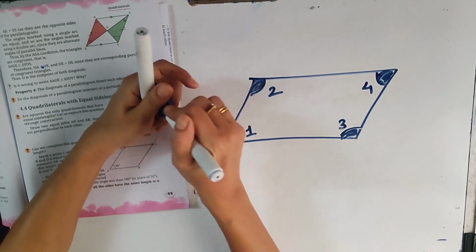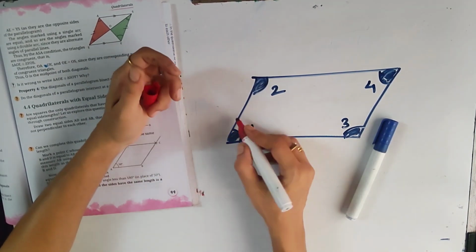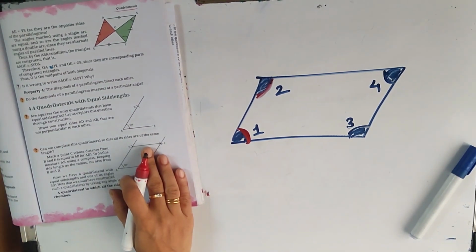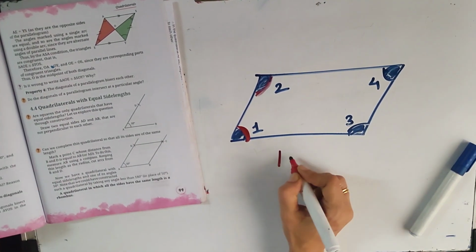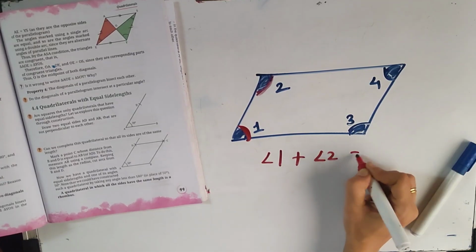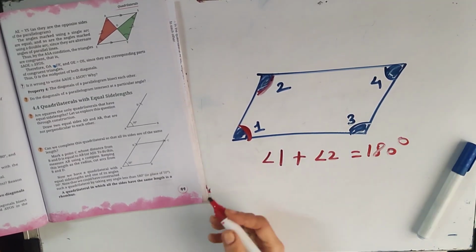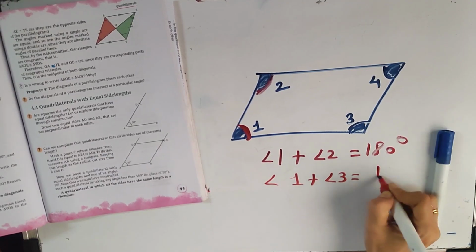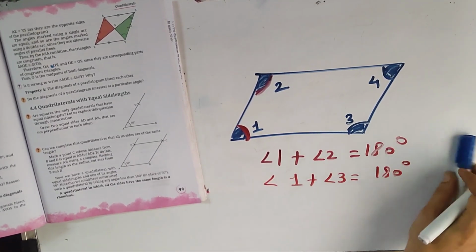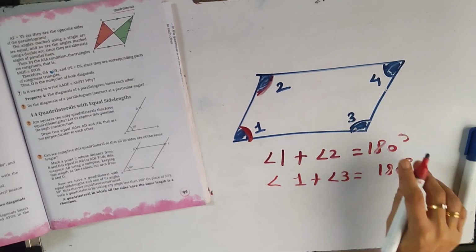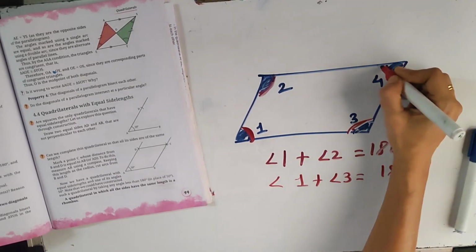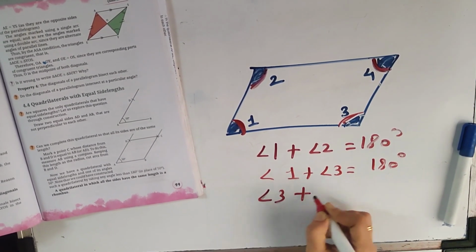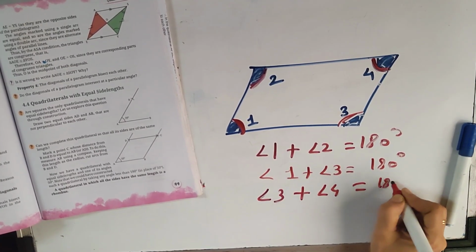So you have to say that here angle 1 plus angle 2, what is the sum of these two angles? 180 degrees, meaning angle 1 and angle 2 are supplementary angles. Same way angle 1 plus angle 3, again what is the addition? 180 degrees. Angle 3 and 4, suppose you take this angle. What is the relation between 3 and 4? They are supplementary angles, so the addition is 180 degrees.